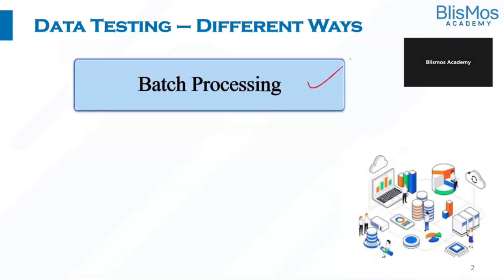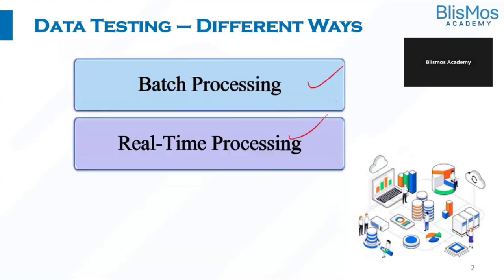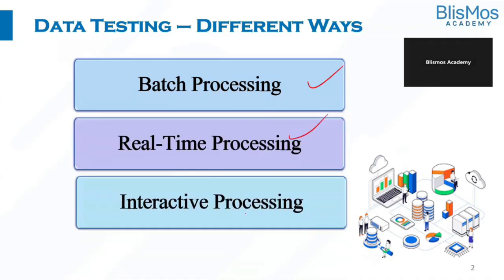One is batch processing. Second is real-time processing. The third is interactive processing. These are the different ways of data processing. You can process the data in batch, you can process the data in real time, and you can process the data in an interactive manner. Let's understand them at a high level.